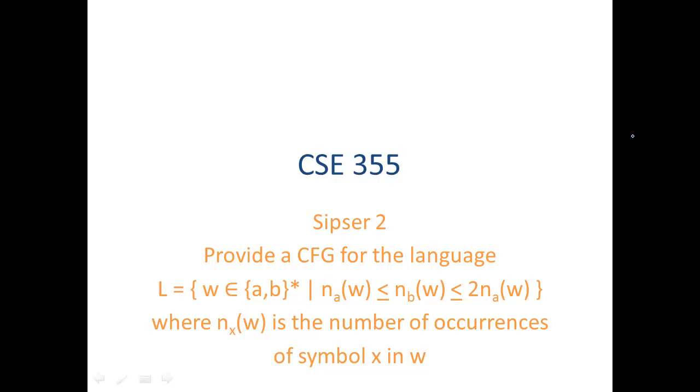So, first, let's think about what strings in this language look like. They do not have more A's than B's, and the number of B's can't be more than 2 times the number of A's. Okay? So let's first make a list of some strings that are in the language and some strings that are not in the language to get an idea of what kind of structure they could have.